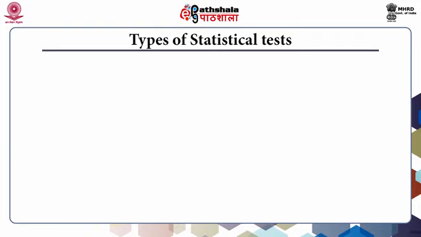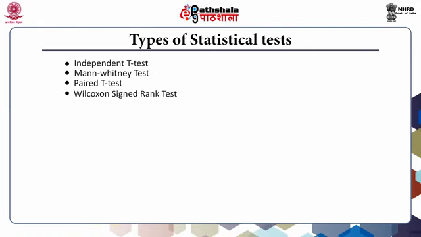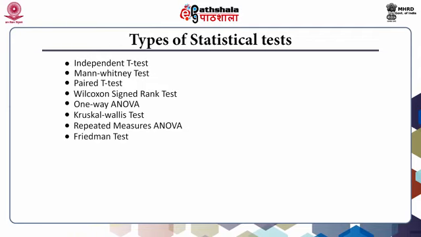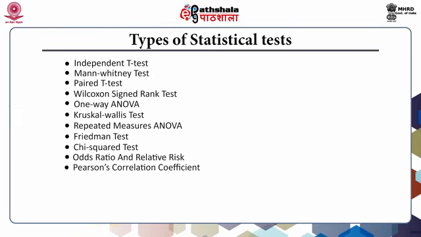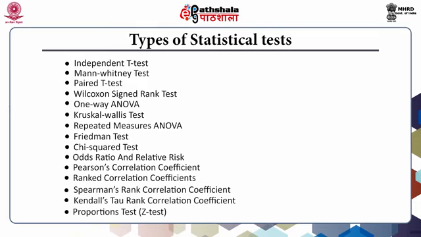In this slide, we see the different types of statistical tests. These include independent t-test, Mann-Whitney test, paired t-test, Wilcoxon signed rank test, one-way ANOVA, Kruskal-Wallis test, repeated measures ANOVA, Friedman test, chi-square test, odds ratio and relative risk, Pearson's correlation coefficient, ranked correlation coefficients, and the Z test.